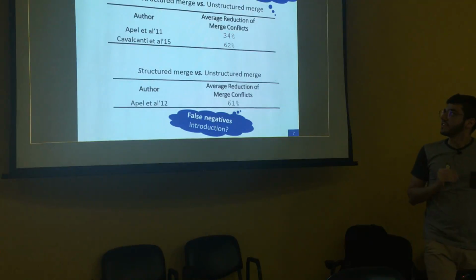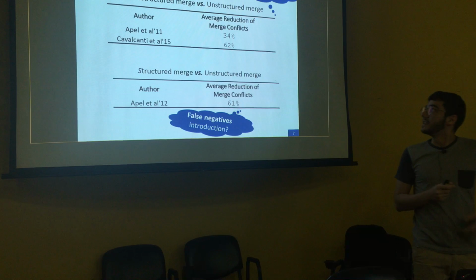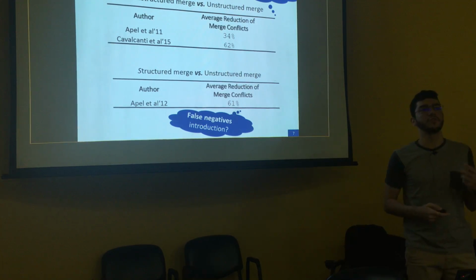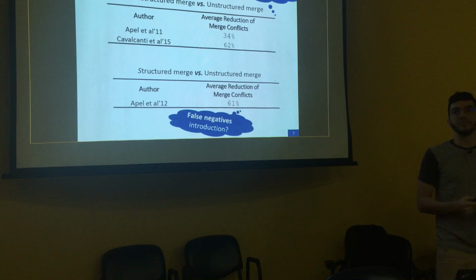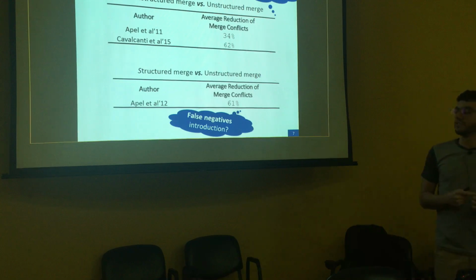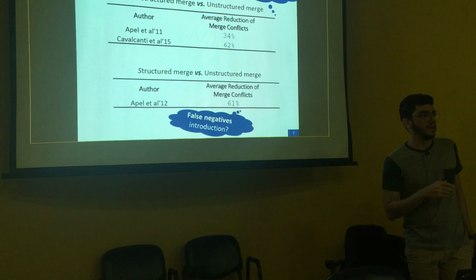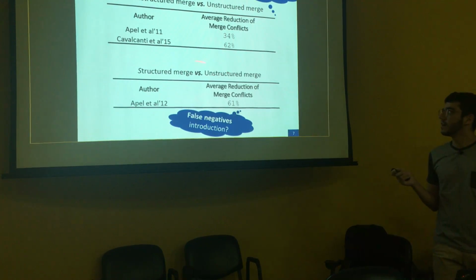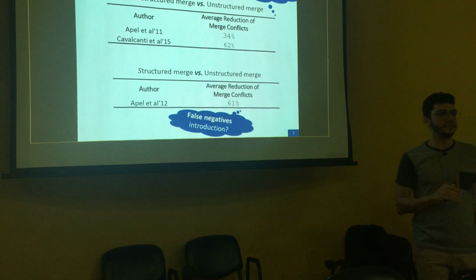So previous studies show that indeed semi-structured and structured merge are able to reduce the number of merge conflicts when compared to traditional unstructured merge for most projects and merge situations. So for instance, in merge situations in which semi-structured merge was able to reduce the number of reported conflicts, Apel found an average reduction of 34%. In a replication of that study with a different sample, we found an even larger average reduction of 62%.